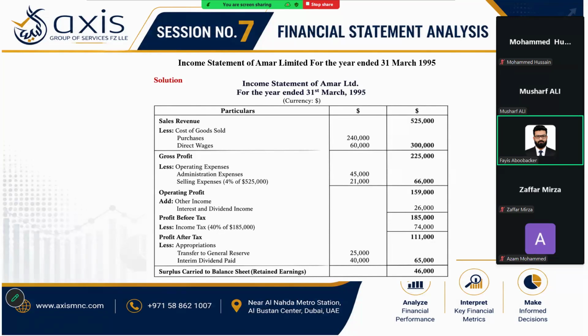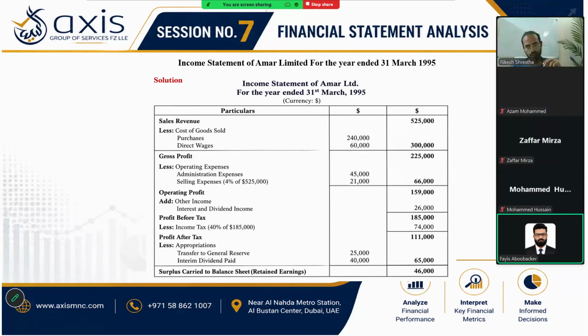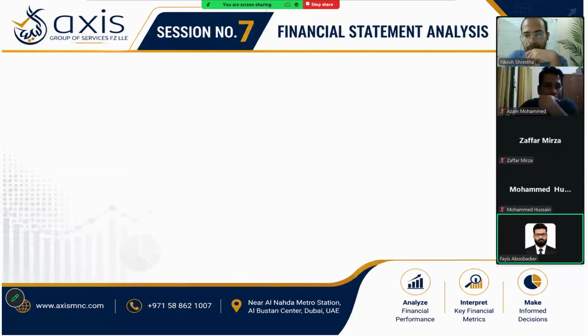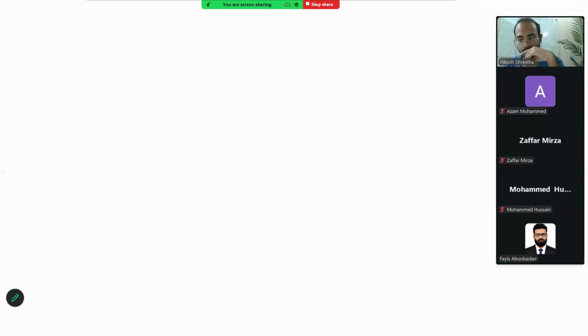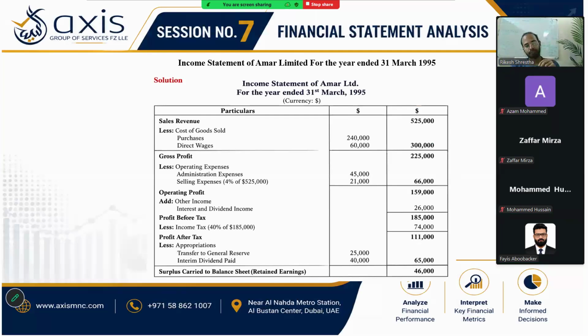Income tax up to income tax, I got it correct, 74,000. Okay. After that, the reserve. So profit after tax is 11,000, right? So come back to the question. Here, transfer to reserve 25,000, and the dividend. The question says you need to transfer. Okay, 46.